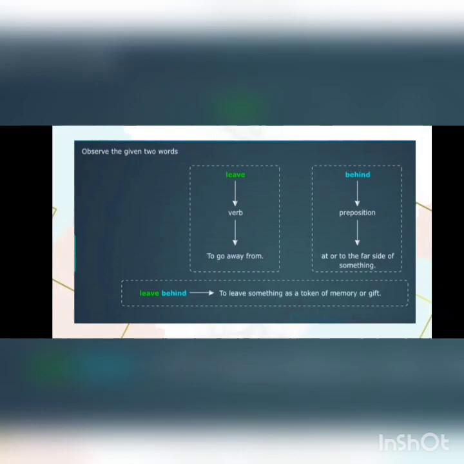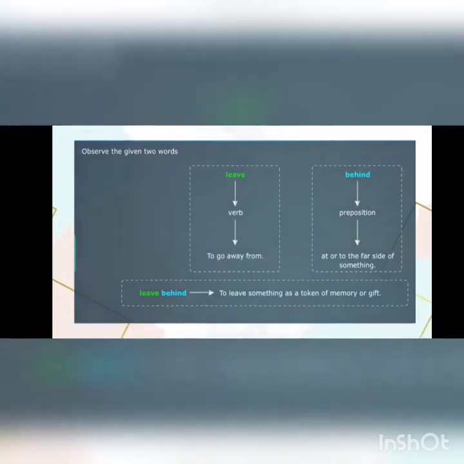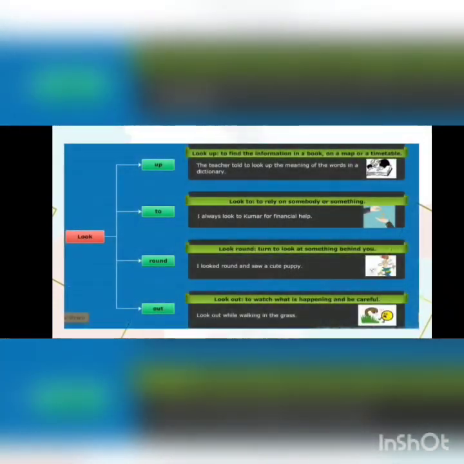Students, the meaning of a phrasal verb is different from the meaning of the individual words it is formed by. Let us look at another example. Let us see the different phrasal verbs that are made from the word look and their meanings. Look up means to find information in a book, on a map, or a timetable. For example, the teacher told us to look up the meaning of the words in a dictionary.